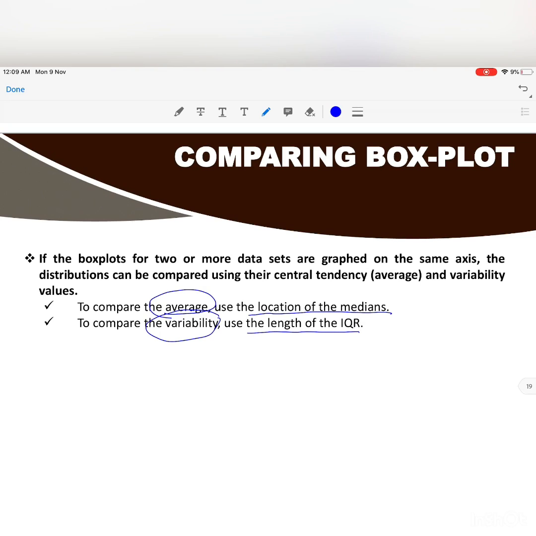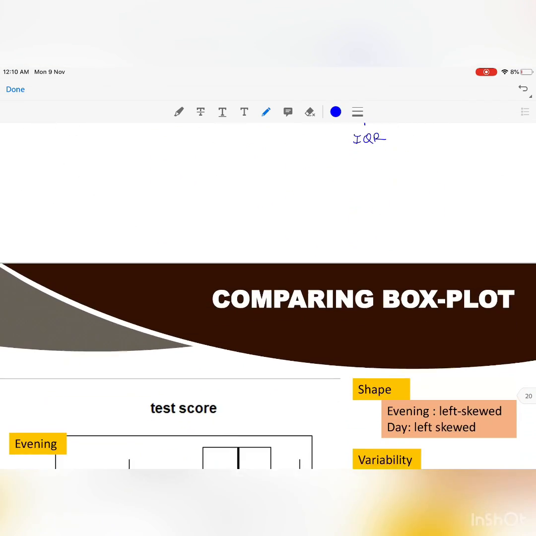But to compare the variability, you must use the length of the IQR. So what is the length of IQR? You have this box plot, for example. This is Q1, Q2 and Q3. The length of IQR is this one, the length of the box, the size of the box. That is the IQR. The location of the median is Q2. We know that the median is Q2.